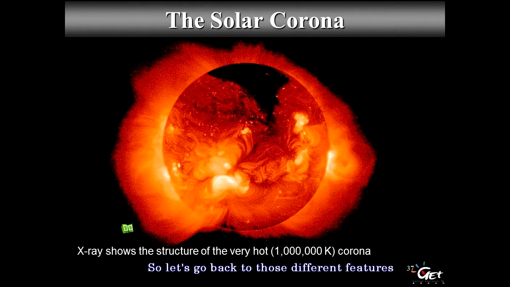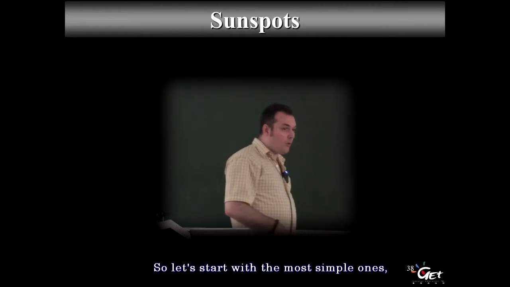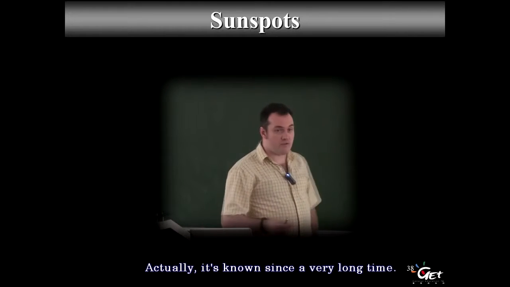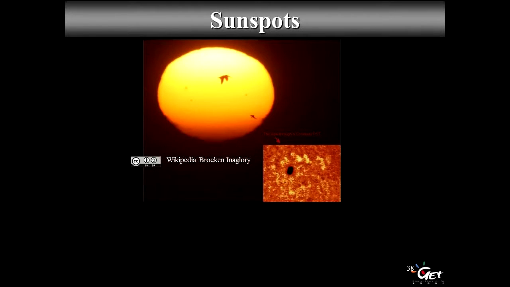So let's go back to those different features and try to understand what they are. So let's start with the most simple ones, the black spots, the sunspots. Actually, it's not since a very long time now that we know that every 12 years more or less, you have cycles of production of those sunspots. And at some times, the sun can present many of them. And those things can be very extended or very small. And you can have many of them.